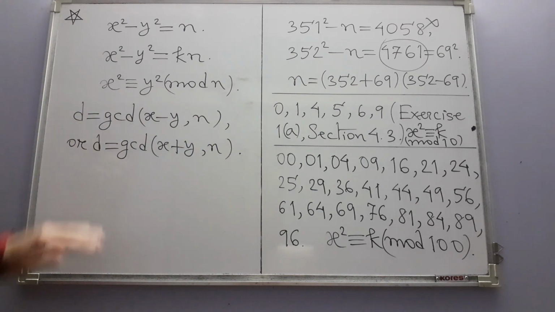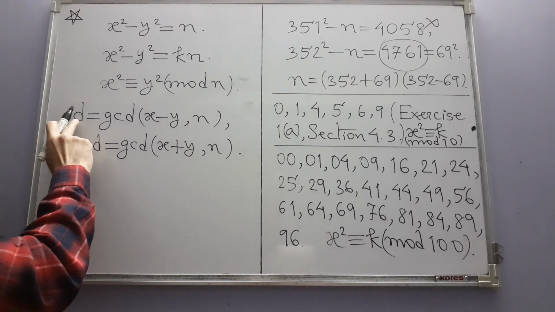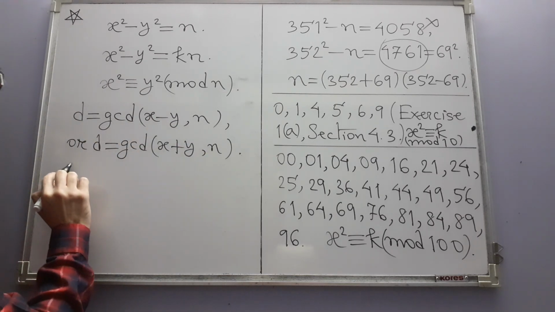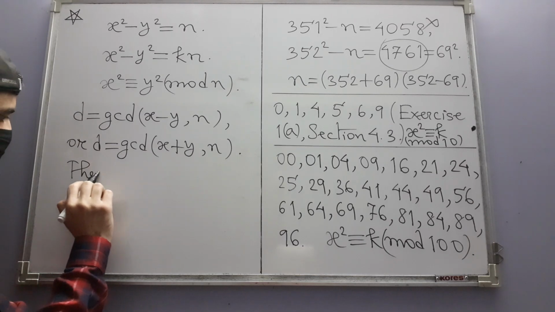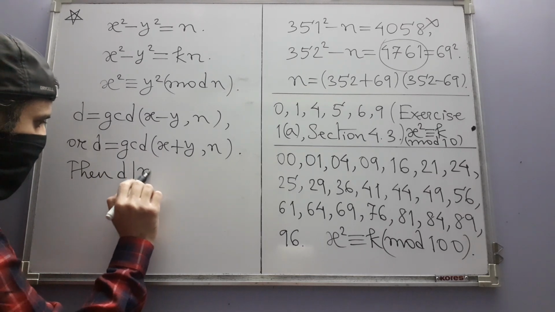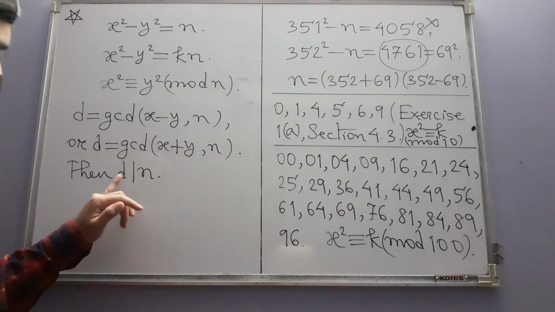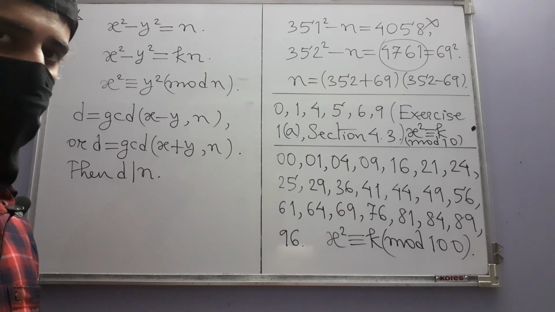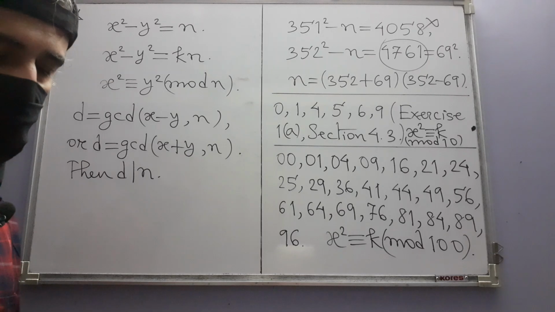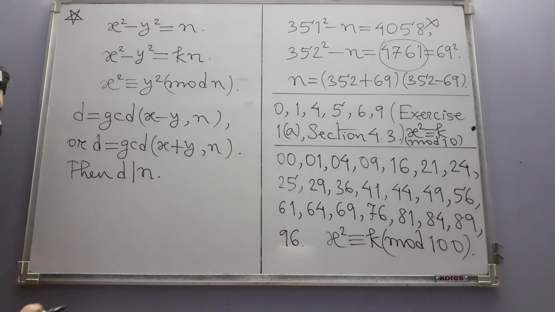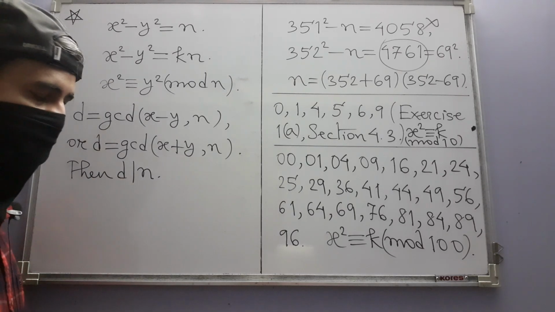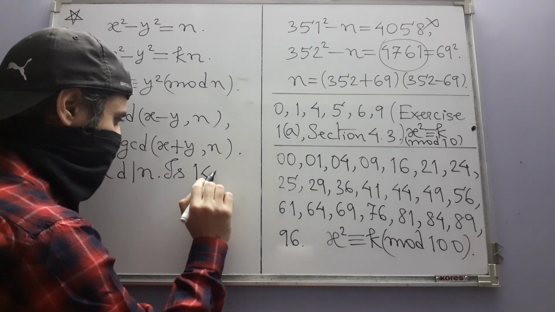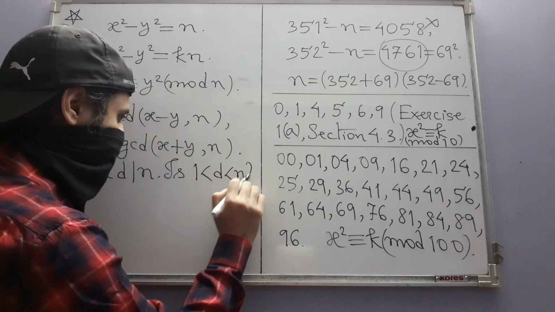No matter which d we choose, obviously since d is the GCD of something and n, d will divide n. So that way we find a divisor of n as this d. It's a positive divisor because GCD by definition is positive, but do we really get a non-trivial d, that is d greater than 1 and less than n?